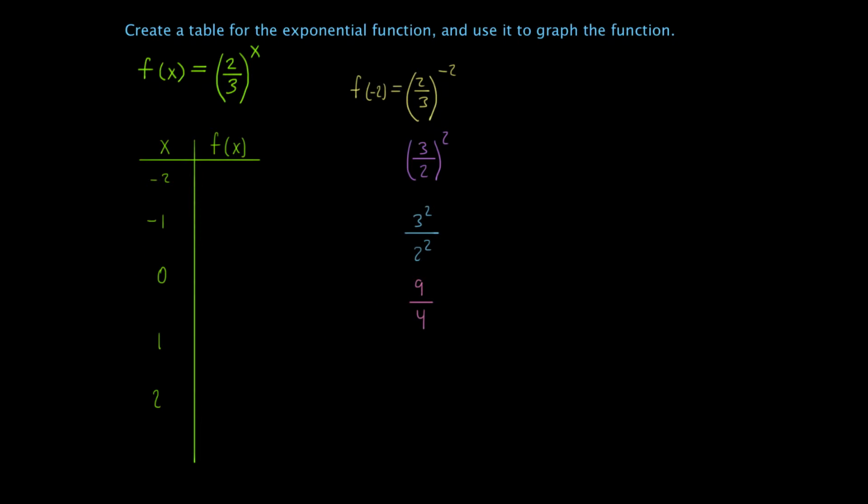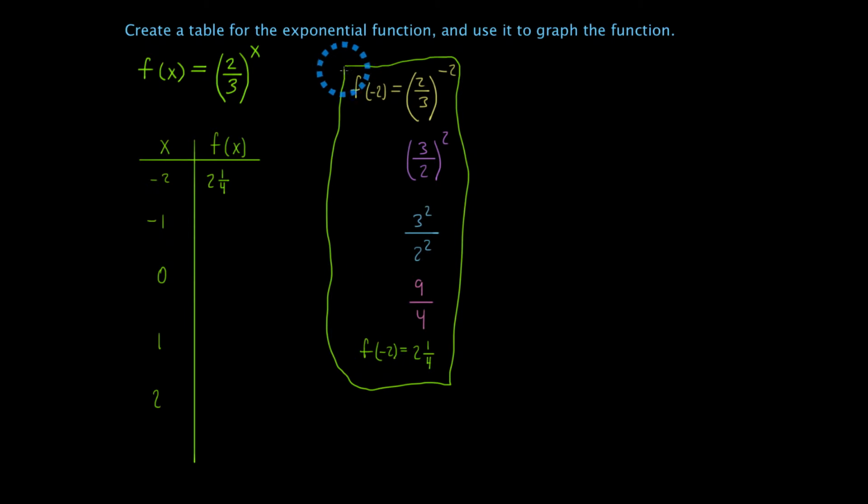So I'm going to rewrite that as f of -2 is equal to 2 1/4, or 2.25. So when x is -2, f of x is 2 1/4, and I'm going to box all this information up. I'm going to slide it over just a little bit.